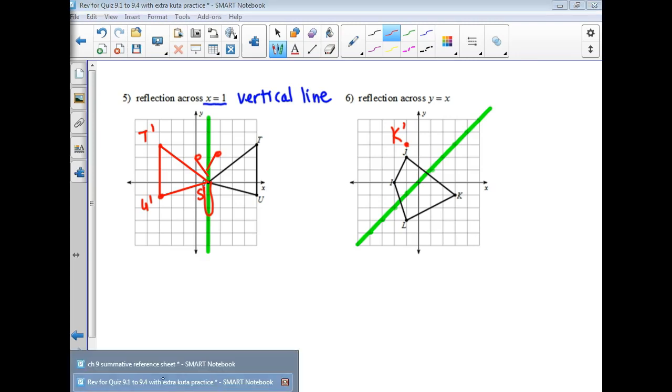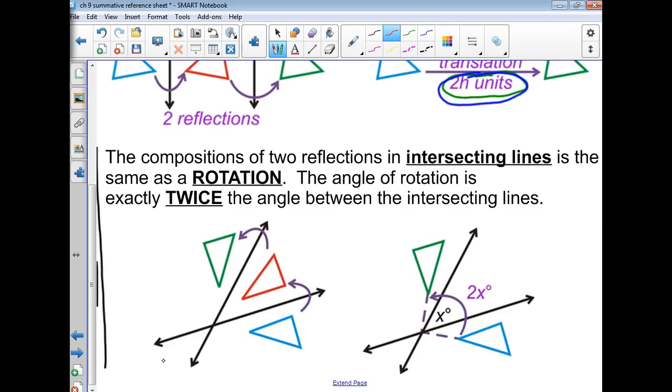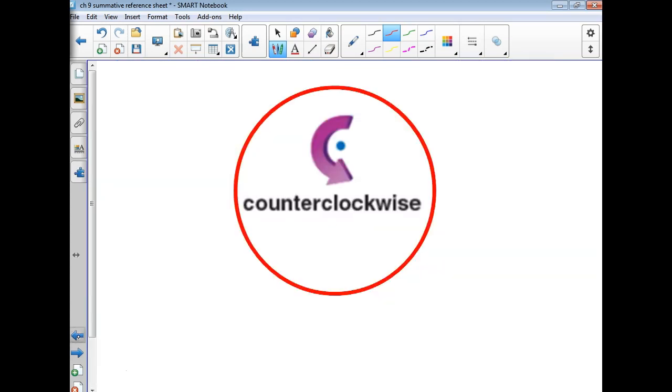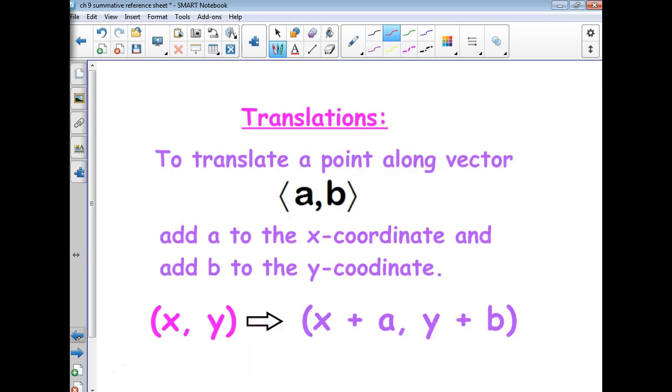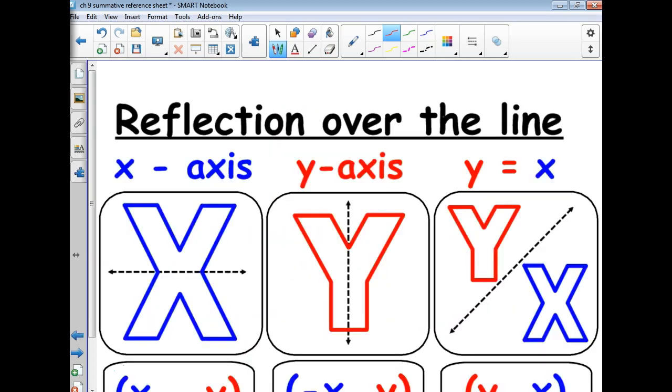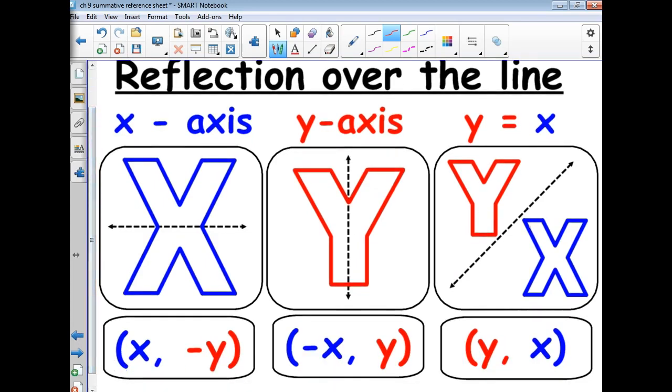So the rule says, well, what a mess I made with this thing. But anyway, what am I looking for? Reflection in the line y equals x. So I will go to my reflection section, and it shows you right here. That's the line we're going over, and what it says is switch x and y.